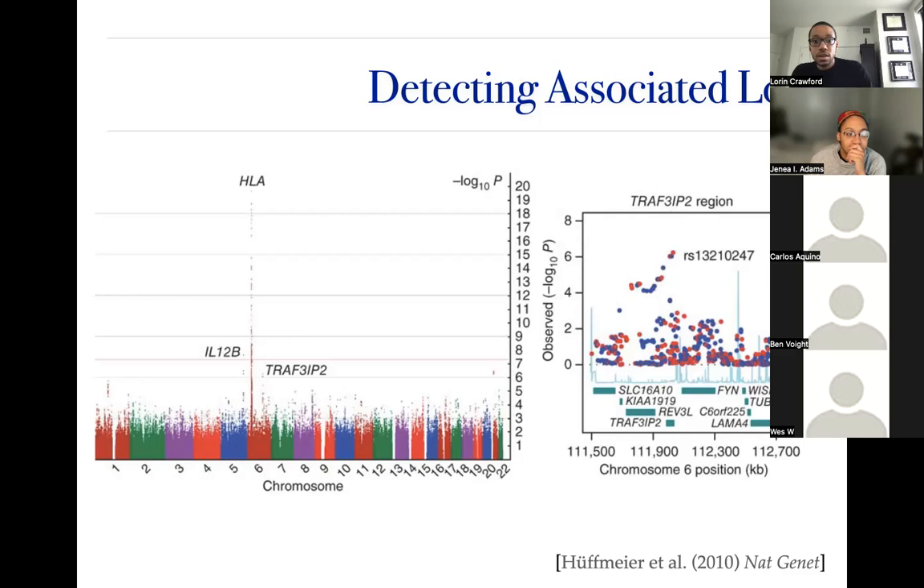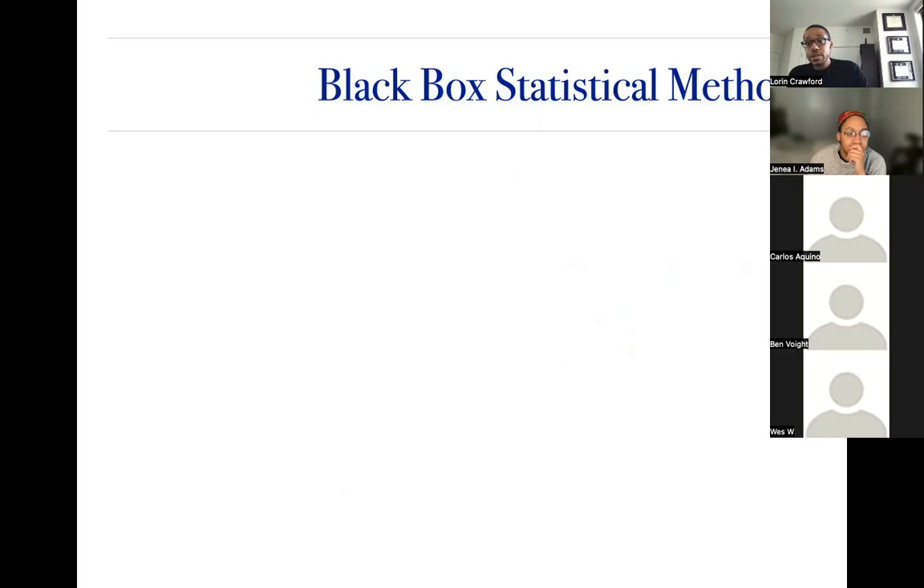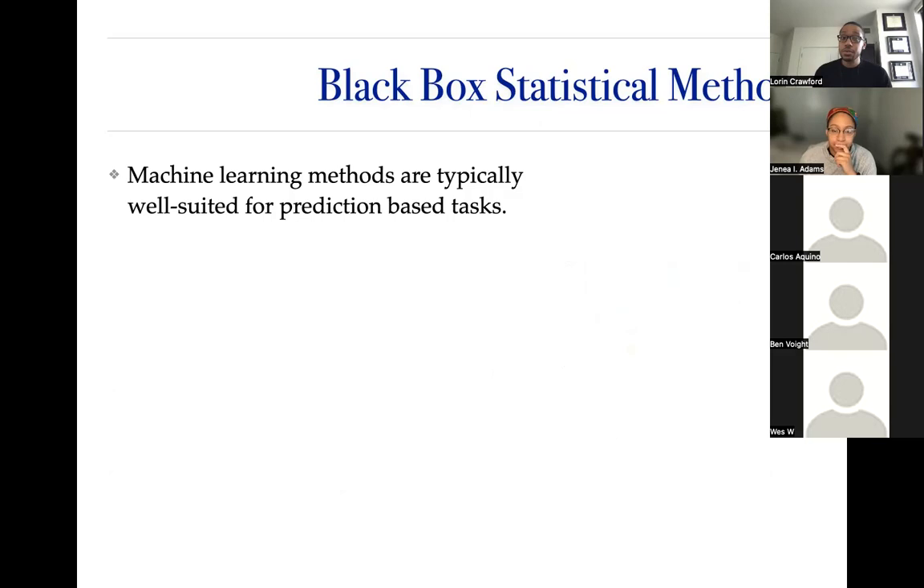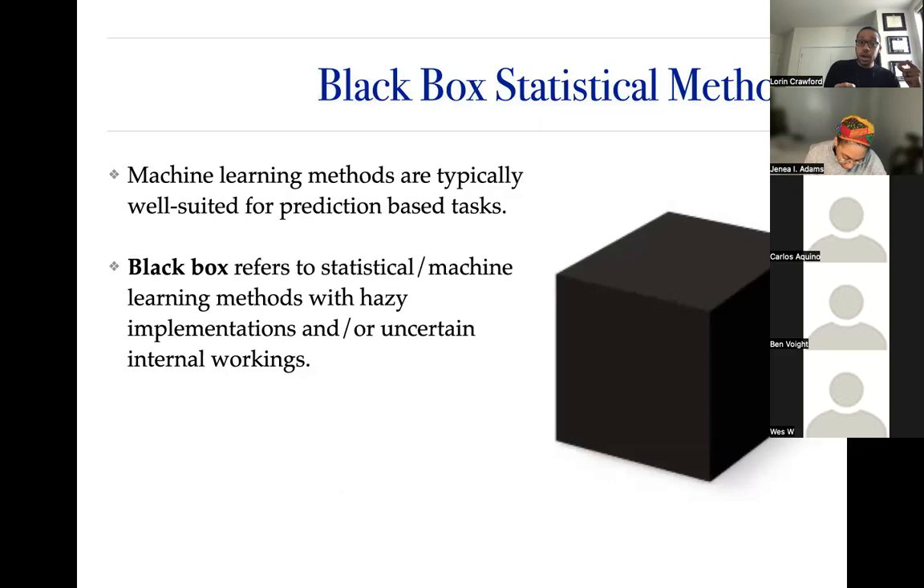Right? Now that's linear regression. Well, my lab likes to think of things from a non-additive perspective. And so we work with a lot of machine learning algorithms. And as a lot of us are aware, machine learning algorithms are typically well-suited for prediction-based tasks, right? Now, unfortunately, the caveat to these algorithms is that a lot of times they're referred to as black box. And what I mean by black box is I have some input variable that comes into this box, and then I have some output of a nice prediction.